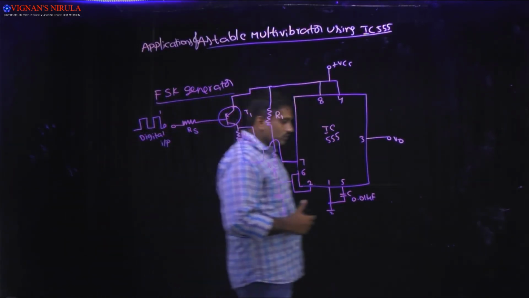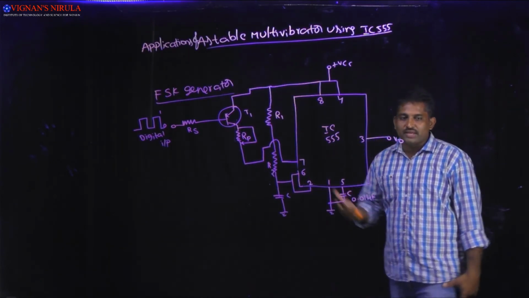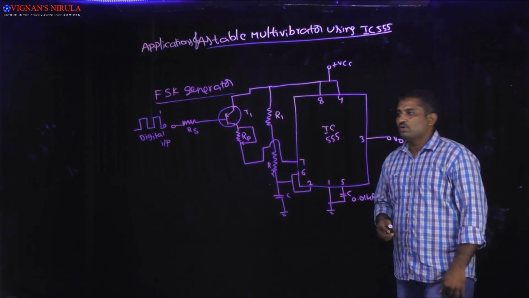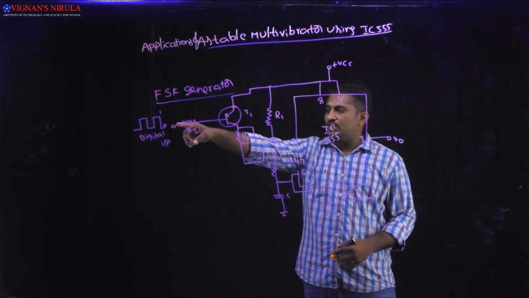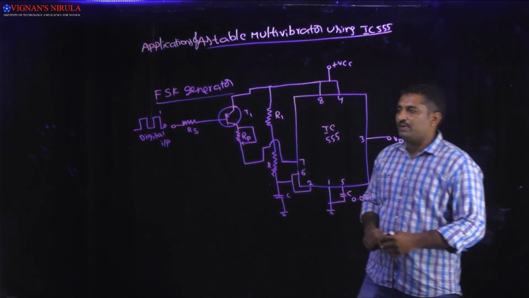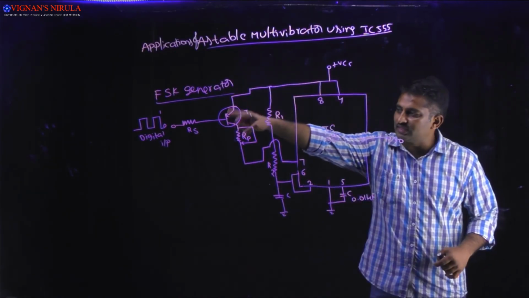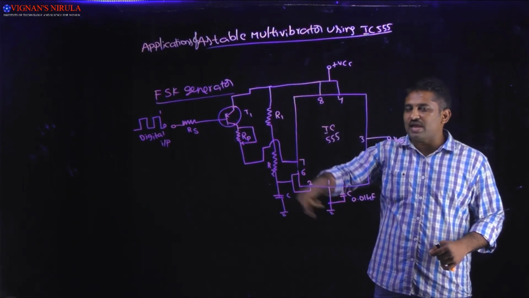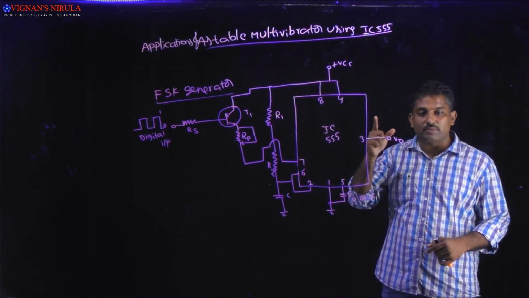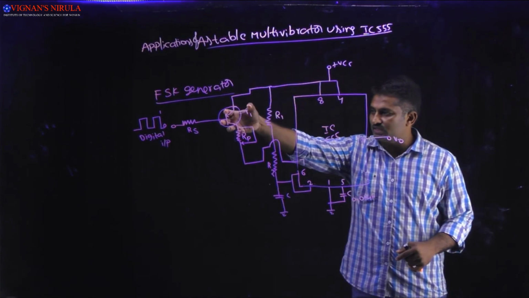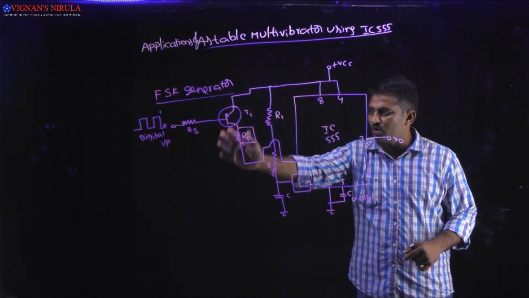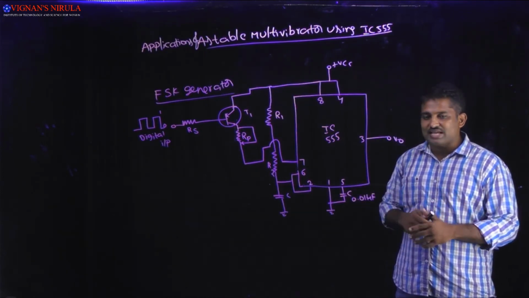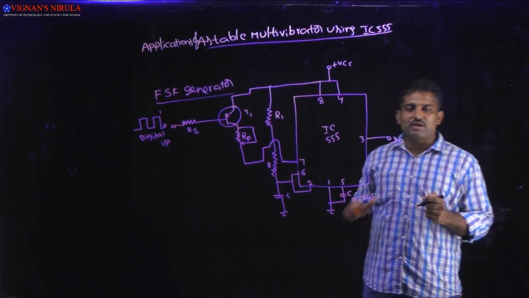Here, what is going to happen? While you are applying the binary data to the astable multivibrator, whenever your input is high, then what happens? If your input is high, then the transistor T1 will be off. Then this circuit acts as a normal astable multivibrator. Why? Because here T1 is off, so there will be no connection from RP to this point. So it will act as a normal astable multivibrator.